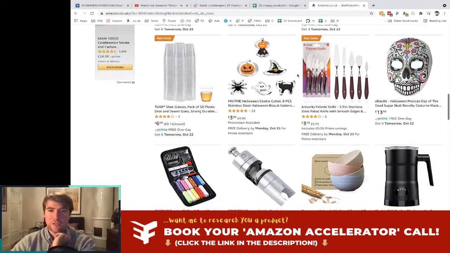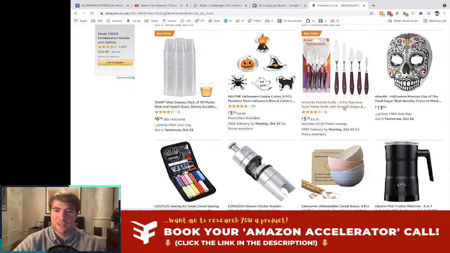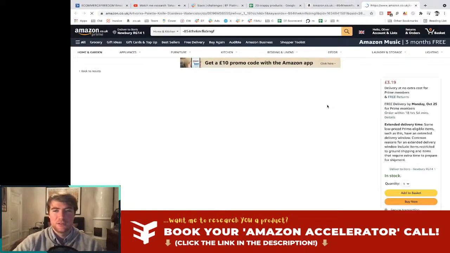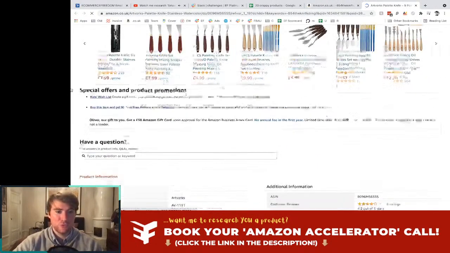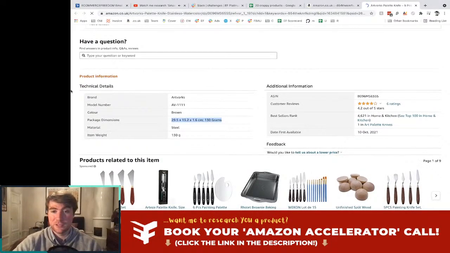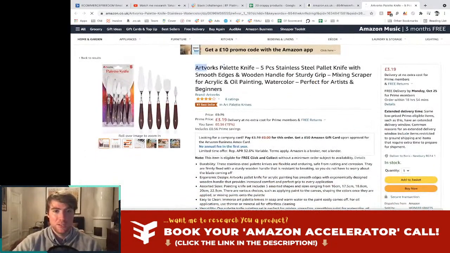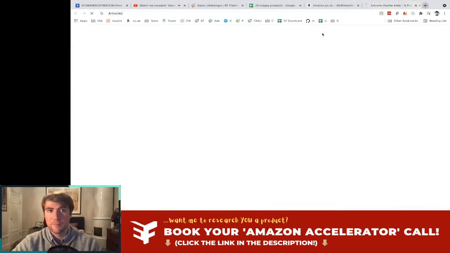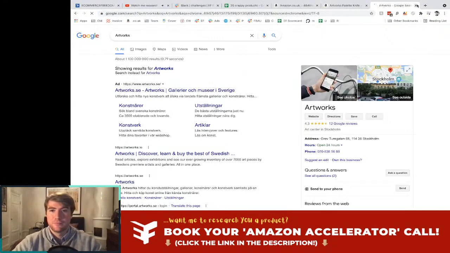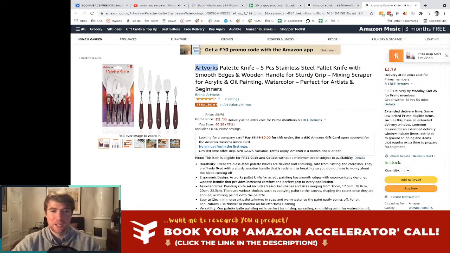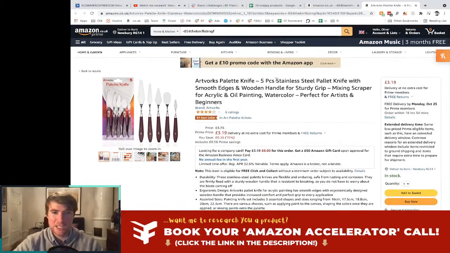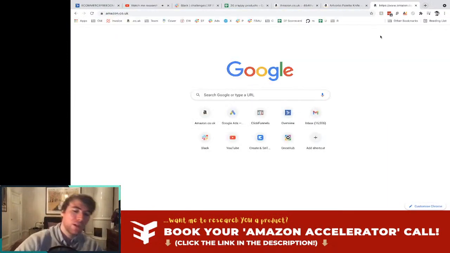All right, let's have a look for another niche. What about steel palette knives? Check it quickly, have a look. You can also, if you want, check out the dimensions and things like that when we check the product. See if it's a big brand. Yeah, probably not. There's a company called Artworks in Stockholm where I live, but it doesn't really look like it's actually this brand. So it looks okay. Stainless steel palette knife is a general keyword.